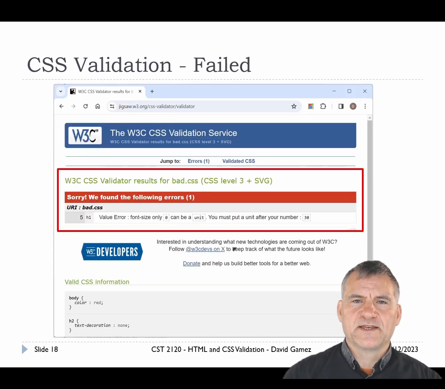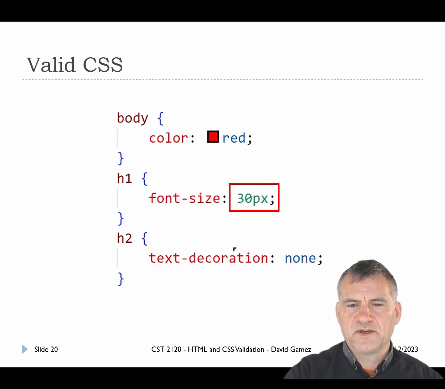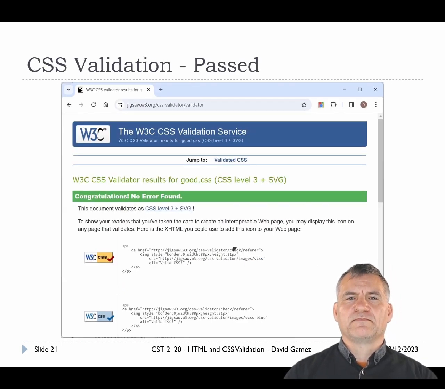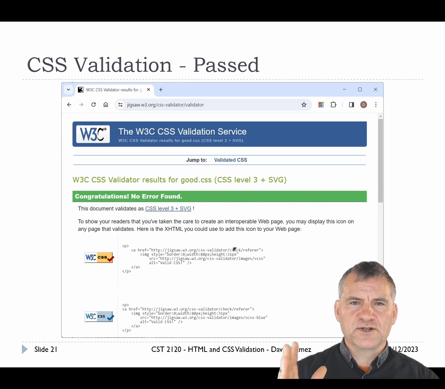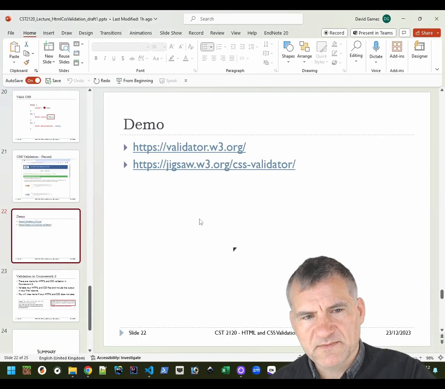And here we've got the error message explaining what the problem is. And usually these are pretty clear. You must put a unit after your number. So let's do that. We put a unit after our number, upload it again, and then we get CSS validation passed, yeah? And again, this screenshot should be included in your final report if you want to get the 2.5 marks for CSS validation. So let's just show you it in practice, yeah?